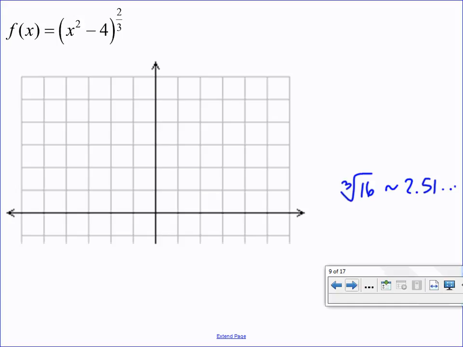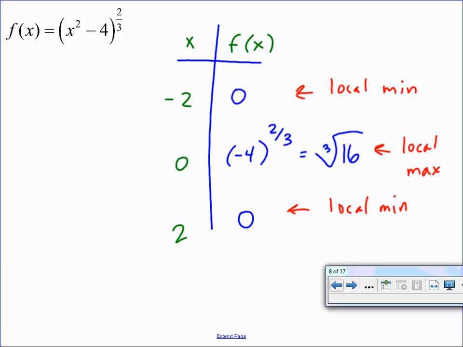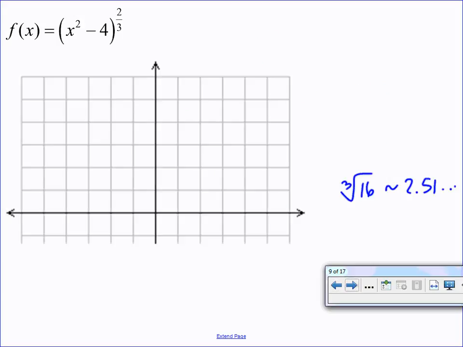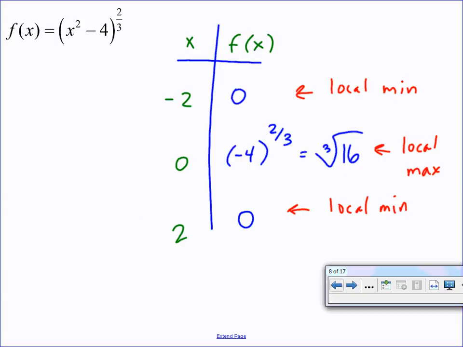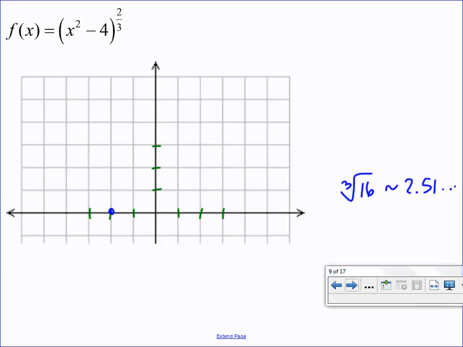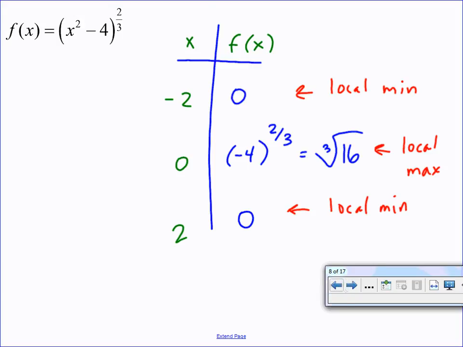Ready? Let's go ahead and make this scale. Got negative 1, 2, 3, 0, 1, 2. This is going to work out nicely. So we'll just go 1, 2, 3, 1, 2, 3, 1, 2, 3, and we get the points. We know we've got negative 2 comma 0, 2 comma 0, 0 comma 2.51. We've got decreasing behavior, increasing behavior, decreasing behavior, horizontal tangent, infinite.